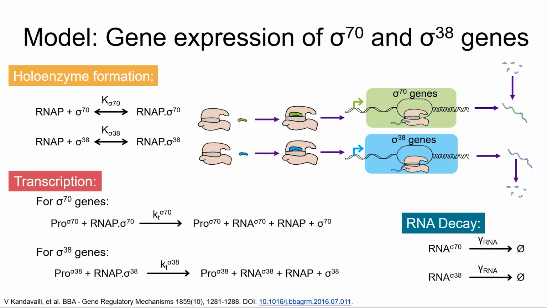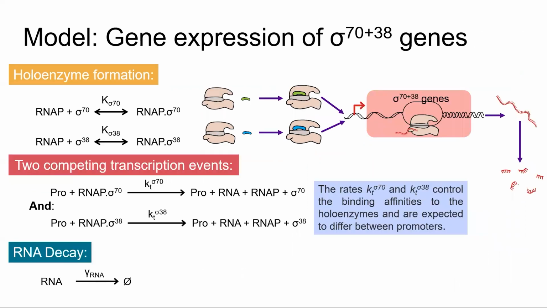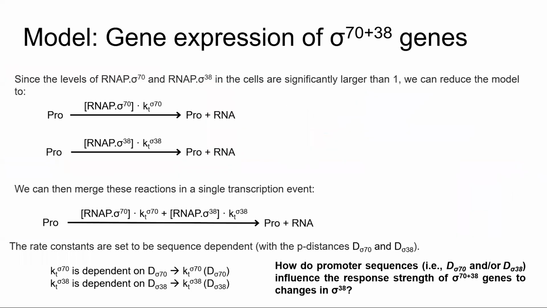And to create this model, we first assessed how gene expression happens for genes that prefer only one sigma factor, that is, sigma 70 genes and sigma 38 genes. In this case, transcription of this gene happens as two independent processes. However, for sigma 70 plus 38 genes, the formation of RNAs can happen in two ways, shown here as the two reactions, either by an RNAP sigma 70 or an RNAP sigma 38 recognizing the promoter. In these reactions, the rates KT sigma 70 and KT sigma 38 control the binding affinity to the holoenzymes and are expected to differ between promoters.